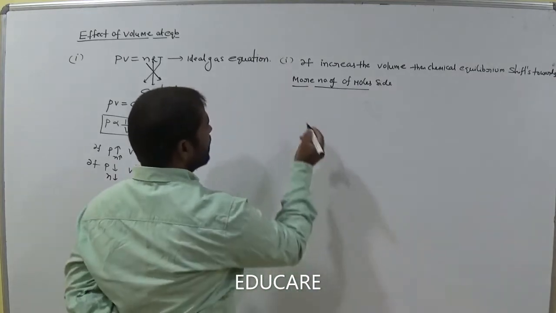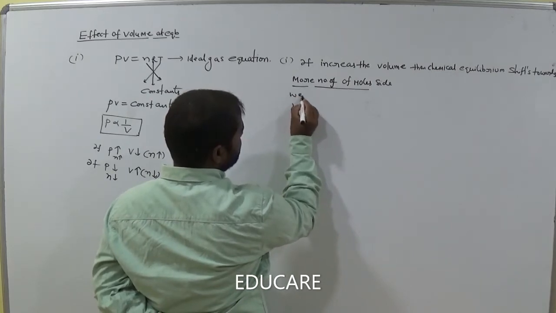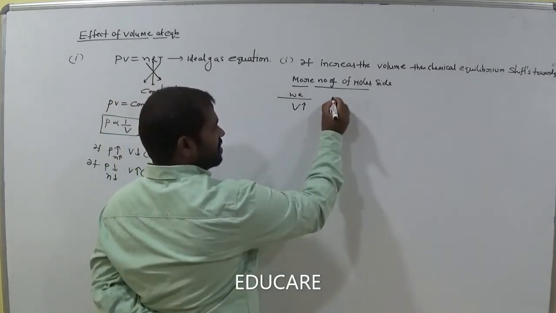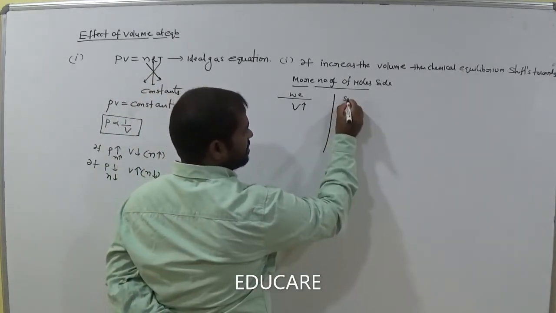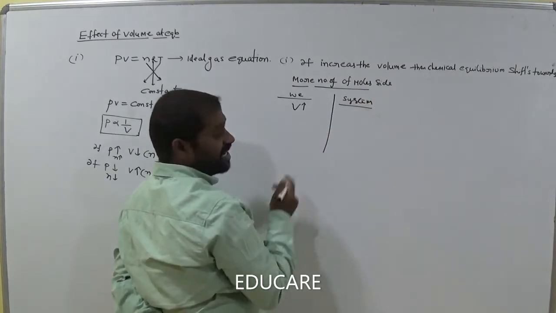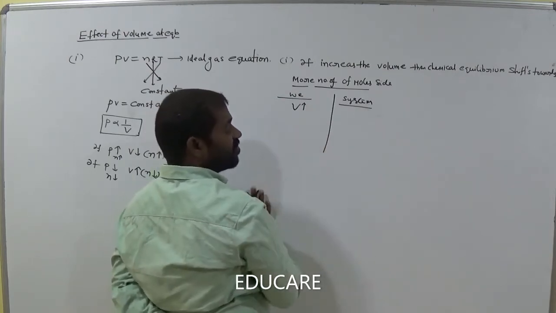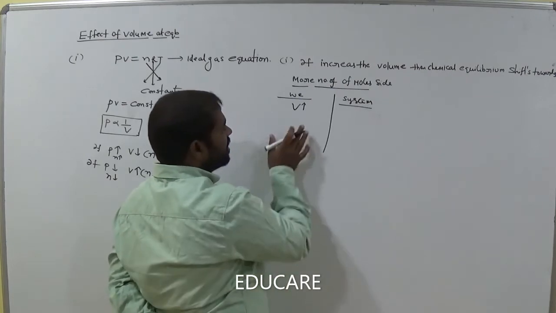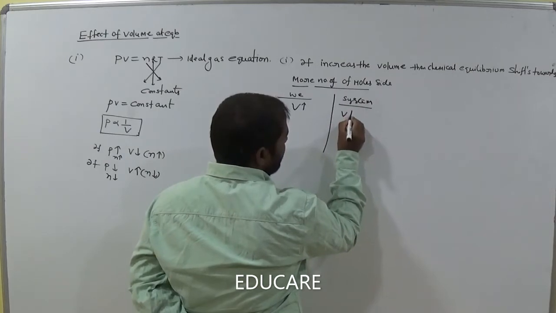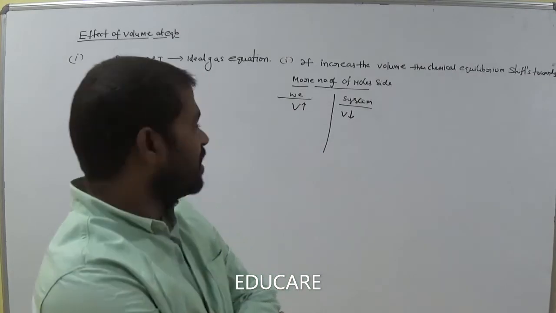That means if volume increases, suppose this is the system, the reaction at equilibrium. In that equilibrium reaction, we increase the volume. Am I right? That means the system will try to decrease the volume. If we increase the volume, the system tries to decrease the volume.